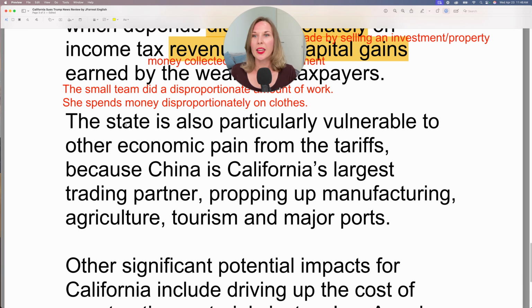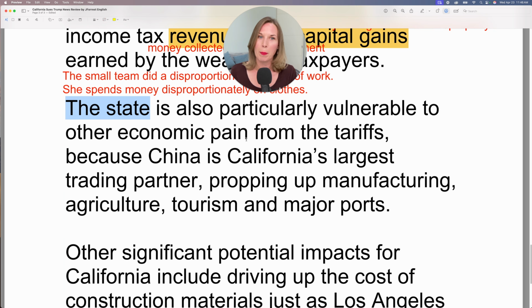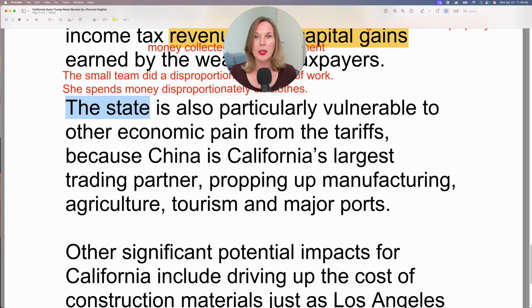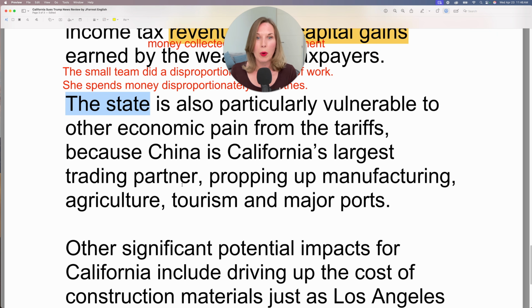Let's keep going. The state, this means the state of California. So you could also just say California, because the articles are not used with proper nouns like California, Los Angeles, but state does take an article. So the state or California. The state is also particularly vulnerable to other economic pain from the tariffs because China is California's largest trading partner.